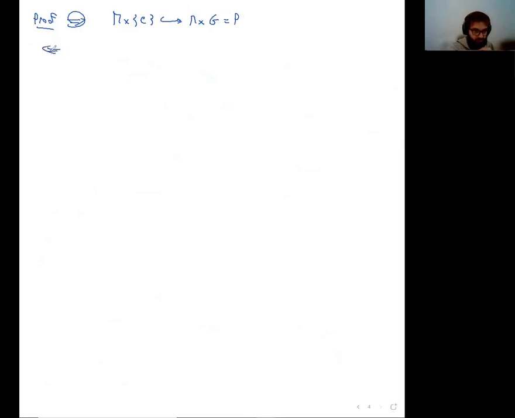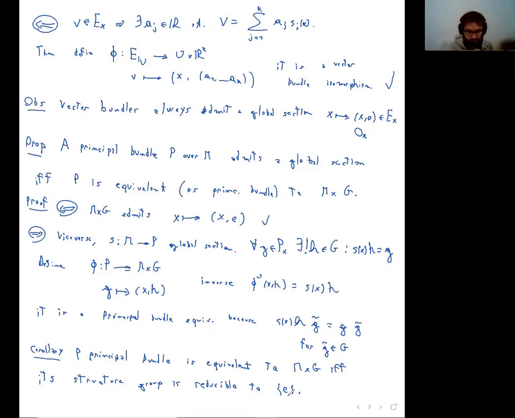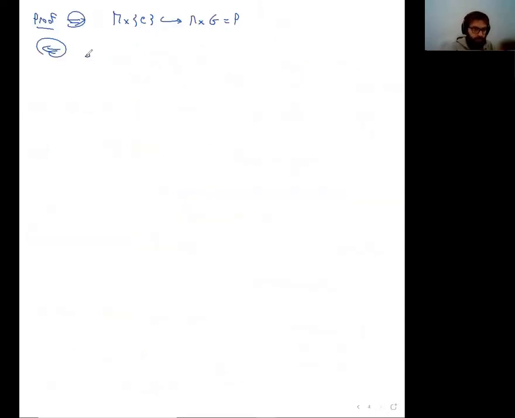The vice versa is given by the fact that if your structure group is reducible to E, there exists a phi from M times E into P. This is the definition of reduction. But then the map X goes to psi of X, E is a global section. And from what we just saw, P is trivial.